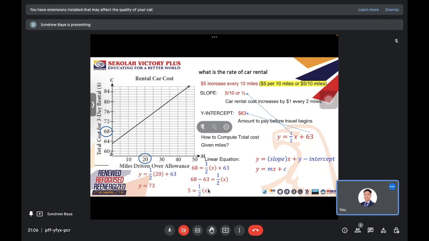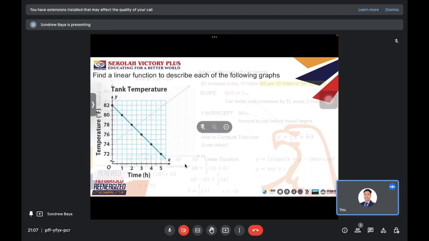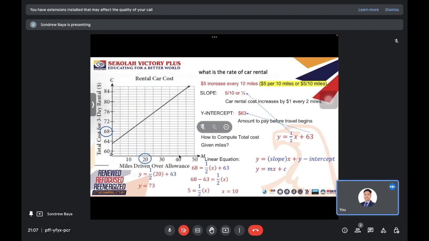Because half of x is simply x divided by 2, we do the reverse process. So we multiply this by 2 on both sides. Therefore, x is equal to 10. So for the total cost of 68, x indeed is 10 miles. And this is how useful it is once you have the equation.